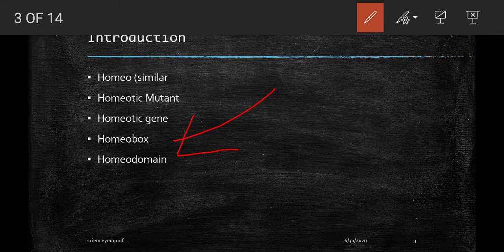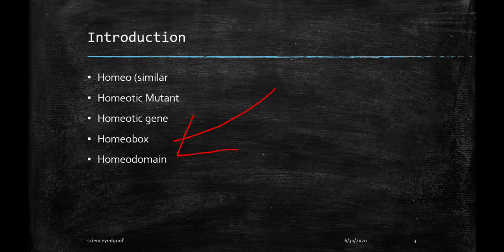But you cannot say that all the genes containing the homeobox are homeotic genes. Only some of the genes present in the homeobox will become homeotic genes. With this, we'll go forward.